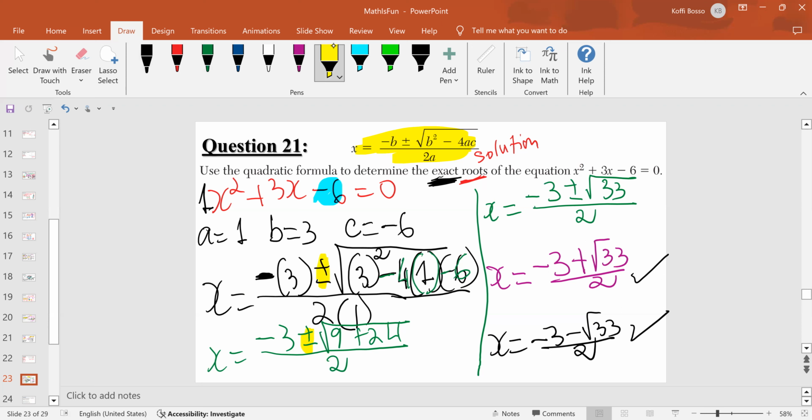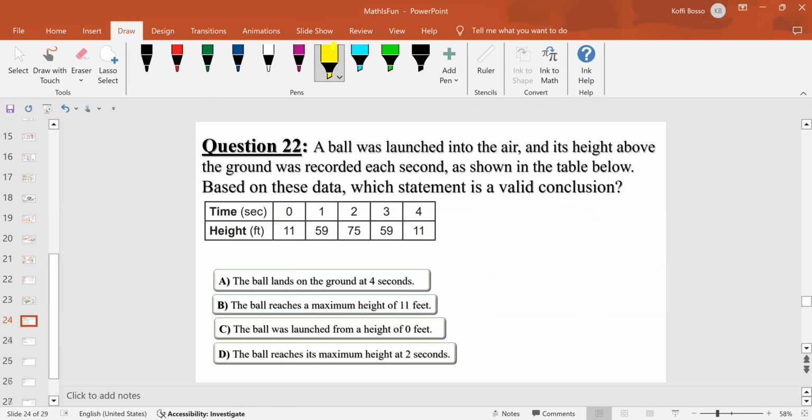Remember again, this plus and this minus combine to represent the plus or minus. Yeah, this question is a little bit tricky, I know. Okay, we continue. Question 22.